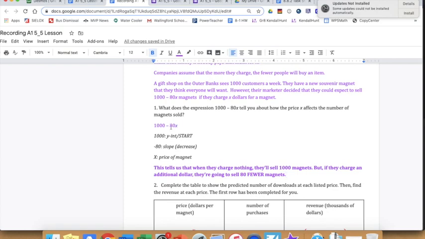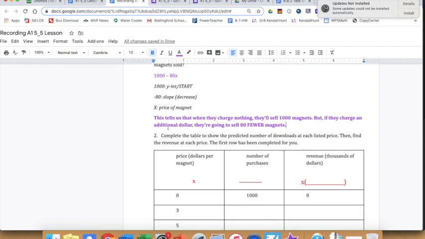But 80 people are going to be like, no, I'm all set. I don't know. I'm not going to pay $1 for a magnet. And then every additional dollar decreases the price by 80. All right? And you can see how eventually they're going to charge so much that no one's going to buy it. All right? So we're kind of going to see all that in this problem. So hopefully that makes sense.